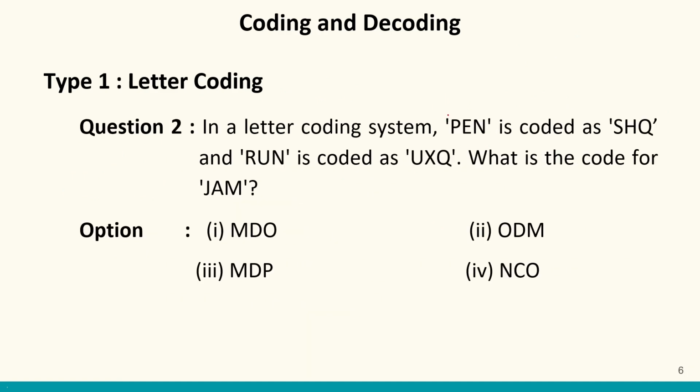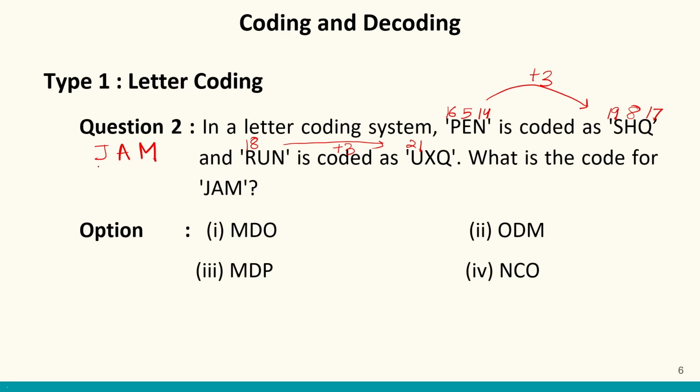Now let us look at this question. P is coded as 16. E is coded as 5. And N is coded as 14. Similarly, S is coded as 19. H is coded as 8. And Q is coded as 17. So I can see that we are moving 3 positions forward. Let us check if that is the case for RUN as well. R is coded as 18. U is coded as 21. So here also I can see we are moving plus 3. Right? So for JAM also we would have to move 3 positions forward.